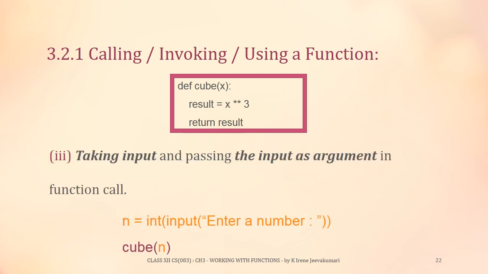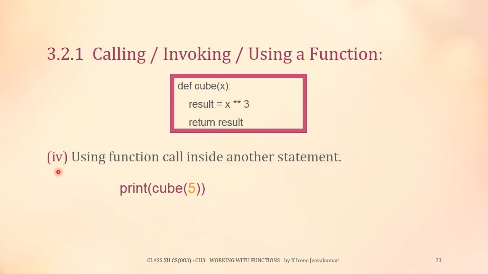The third method, taking input and passing the input as argument in function call. So to take an input we use the input statement. Here in this example we have taken an integer input. You can see here the int keyword is used here. So the integer input is taken and it is assigned to the variable n. That variable is passed as an argument to this function called cube. So during the execution of the program also the value can be received from the user and that value can be passed as an argument to the function.